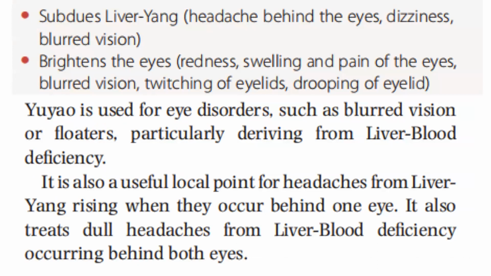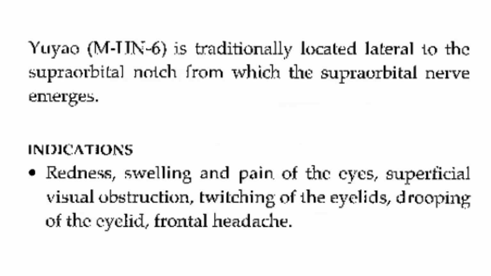Yuyao is used for eye disorders such as blurred vision or floaters, particularly deriving from liver blood deficiency. It is also a useful local point for headaches from liver yang rising when they occur behind one eye. It also treats dull headaches from liver blood deficiency occurring behind both eyes.